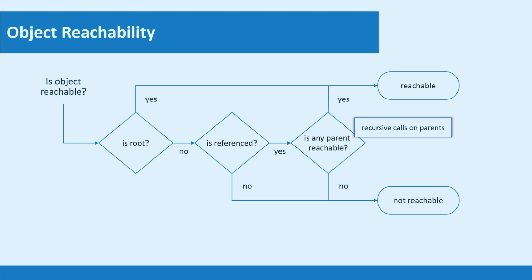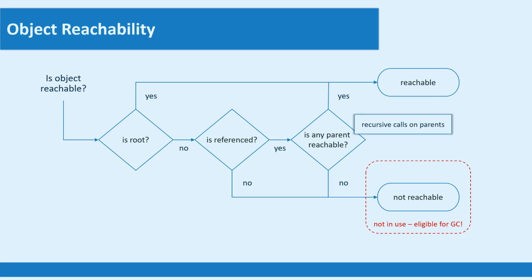And what's important to us is that whenever an object is determined to be not reachable, then it's considered to be not in use, and then it is eligible for garbage collection. So basically, garbage collector will automatically determine which objects in memory are not reachable anymore, and then it will release the memory associated with these objects. And let me show you an example.